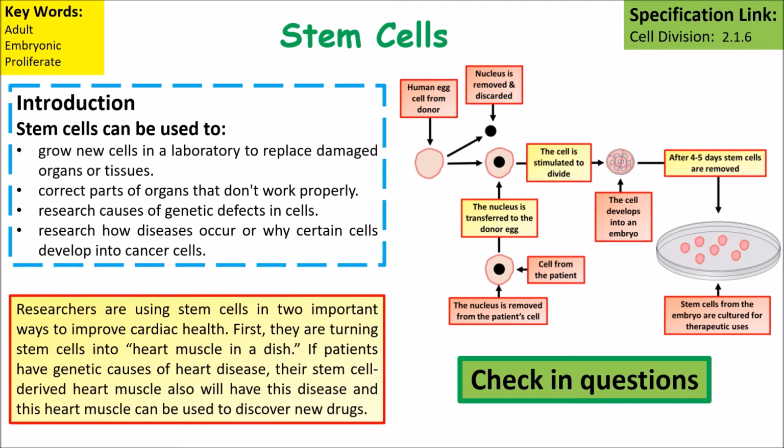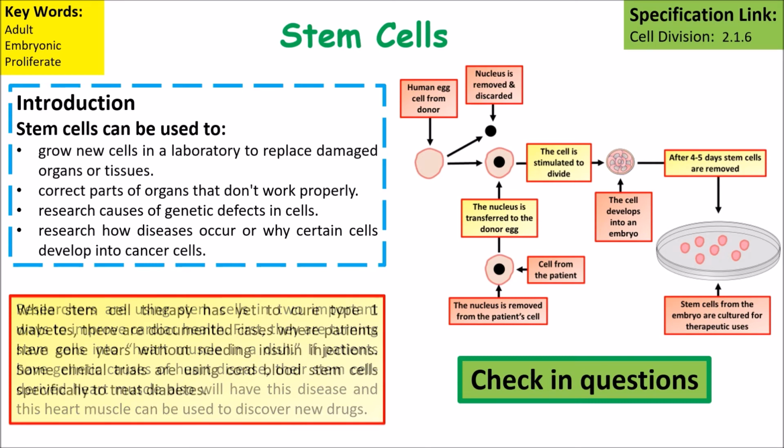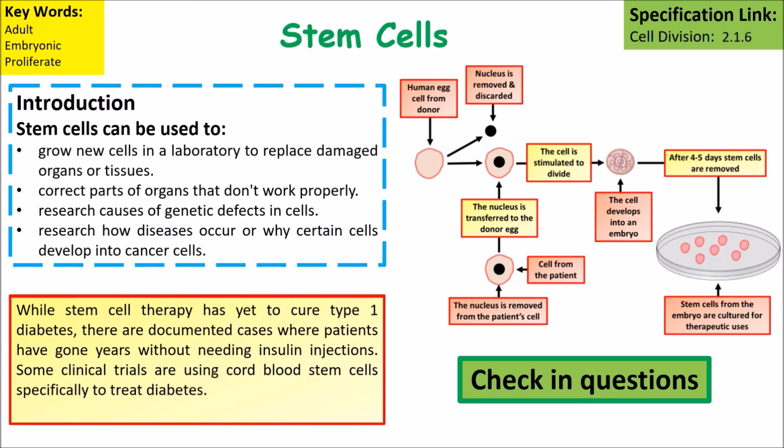When thinking about how they can be used to treat heart disease, we can look at how stem cells can be used to regenerate heart tissue. While stem cell therapy has not yet been able to cure type 1 diabetes, there are documented cases where patients have gone years without needing insulin injections after having stem cells injected into the pancreas, where they've regenerated into pancreatic cells that produce insulin.